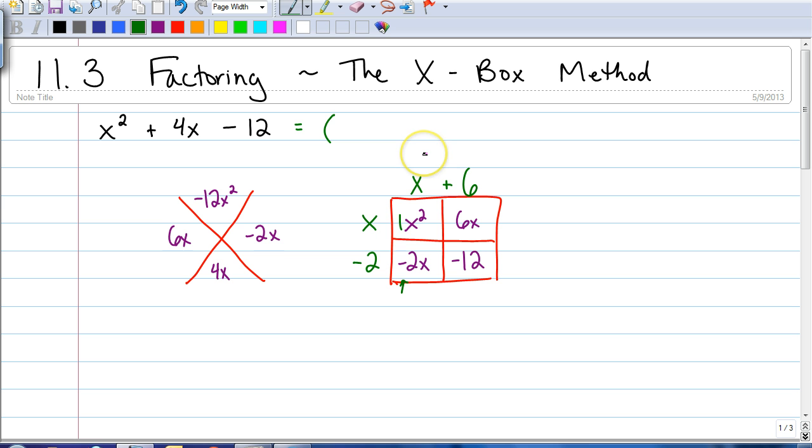Now if you leave it like this, that's just showing your work. That's not writing down your answer. You want to make sure that you write down your answer as x plus 6 times x minus 2. Now, you can put these factors in any order. You could have had x minus 2 and x plus 6. It wouldn't matter, but this would be your final answer.